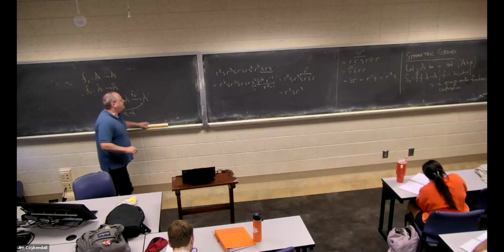What's left out? 5. Where does 5 go? To itself. So this notation means 1 goes to 2, 2 goes to 4, 4 goes to 3, 3 goes back to 1, and 5 goes to itself. In some notations, people suppress the ones that go to themselves just to save time.